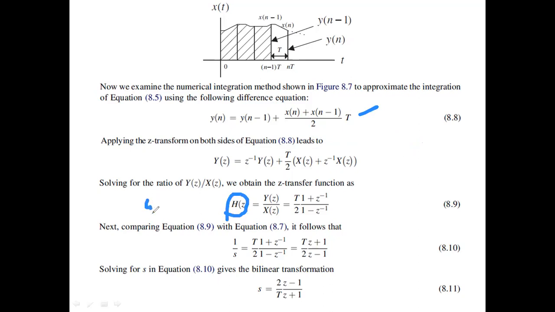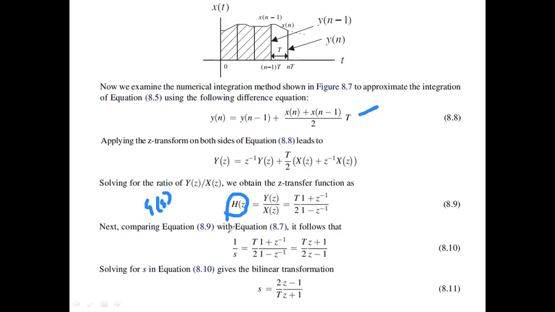Remember, earlier we took a ratio G of s. We called it the Laplace transfer function. Now this is H of z, the Z transfer function. Now what was our task? We wanted to migrate from an analog filter to a digital filter. That means we want to migrate from the analog transfer function to the digital transfer function, the Laplace transfer function to the Z transfer function.